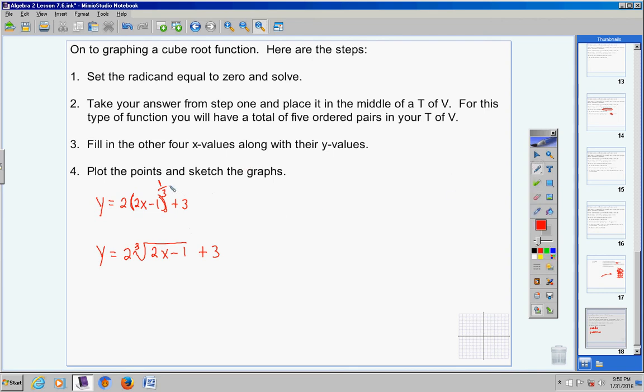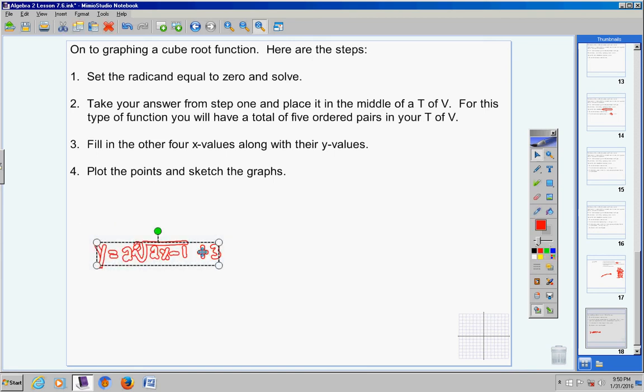Mr. Earhart, where'd the 1 go? Right here. Well, remember, this whole expression here is to the 1 power. To the 1, and anything to the 1 power is just itself. Alright? Okay, so we've rewritten the problem, so now it looks a little more friendly to us, okay?